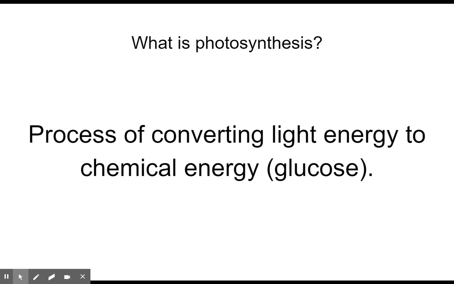All right, so what you should have written down is that photosynthesis is this process that converts light energy to chemical energy, or what we call glucose. Now remember, on different tests, like the Keystones, they might not say light energy. They might say solar energy. They might call it electromagnetic energy. They might call it radiant energy. So just understand that those are all different words for light energy. All right, let's try another one.